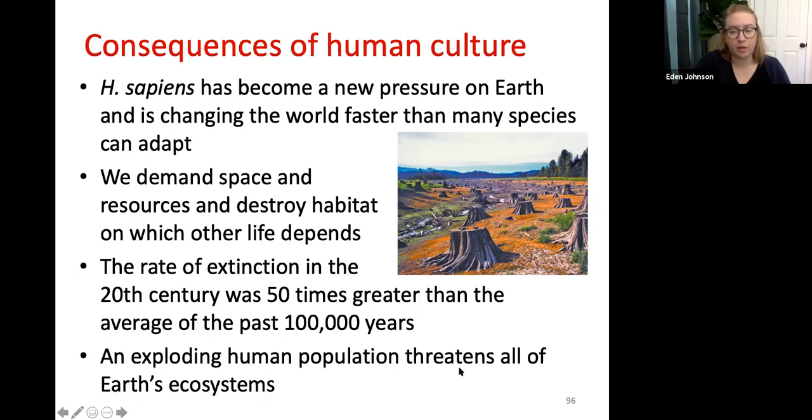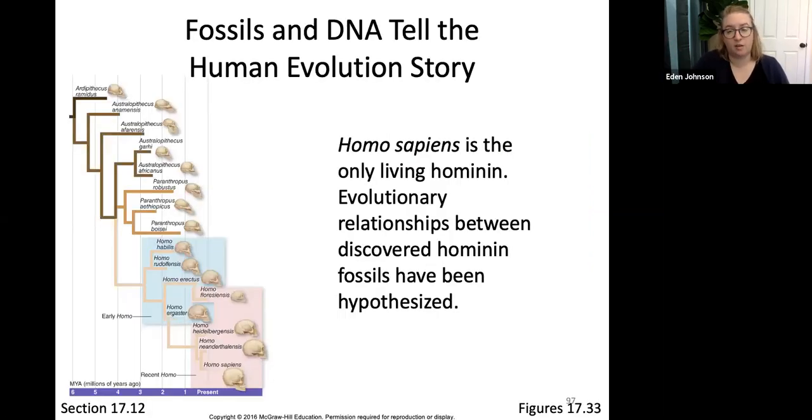An exploding human population threatens every ecosystem. We don't have people living in the oceans yet, but is what we're doing here having consequences in the oceans? Yes. All of the pollution of this exploding human population, yes. A lot of it is just getting dumped in our oceans. So we're affecting every single ecosystem on Earth.